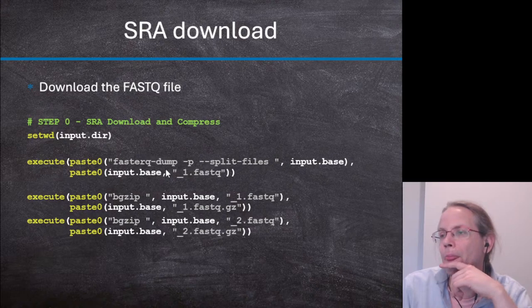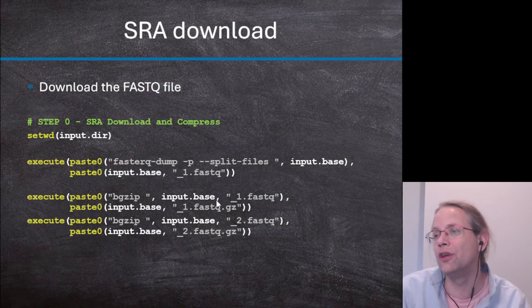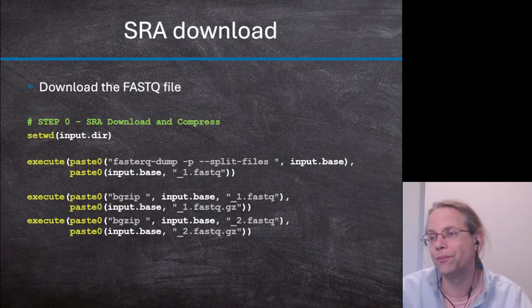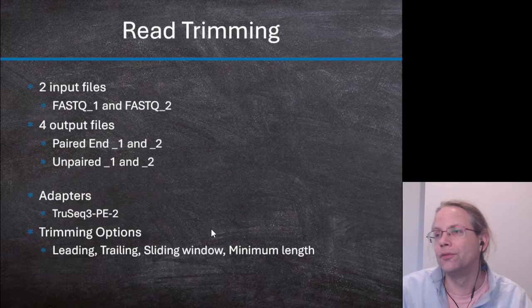I'm going to do the same thing for the bgzip because I want to download FASTQ files, but of course I want to zip these as quickly as possible. These files can be up to like 20, 30 gigabytes. So I want to zip them down to make sure that I'm not wasting a lot of disk space. Good. And then we are at retrimming.